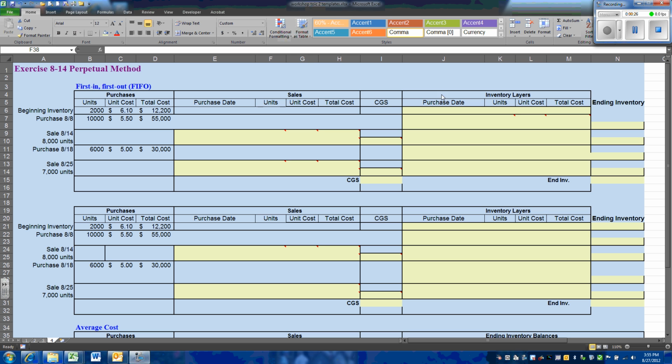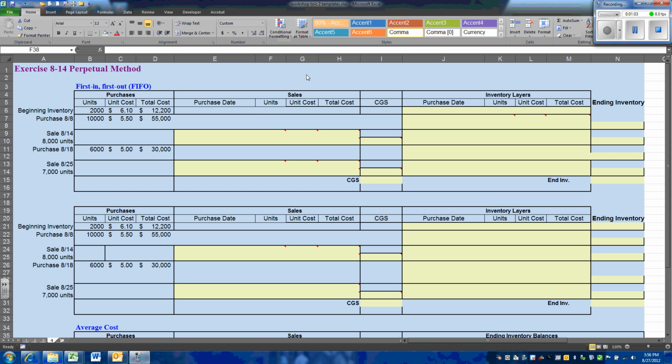Remember, in the perpetual inventory method, changes to inventory are entered into the accounting system after every inventory transaction. So purchases and sales of inventory would affect the balance of the inventory account. In addition, in the perpetual inventory method, we're going to calculate the cost of goods sold for each sales transaction.